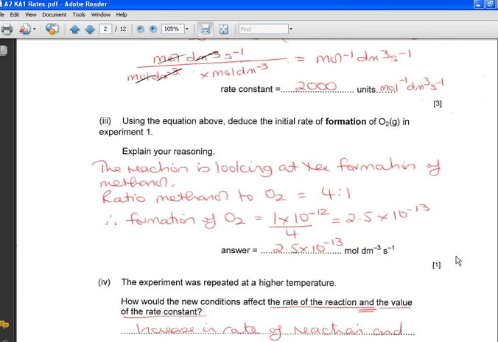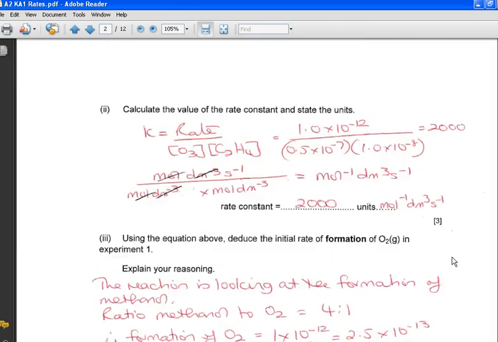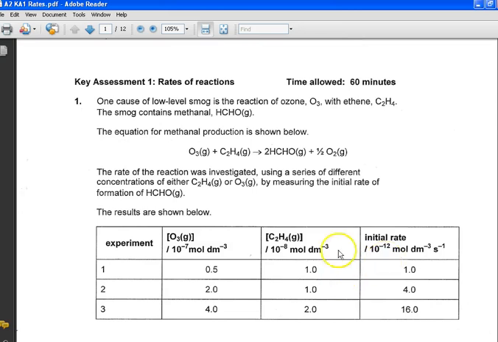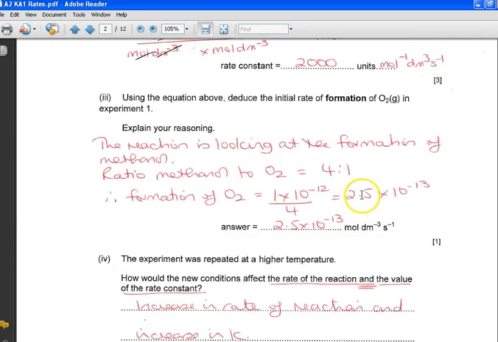Right, deduce the initial rate of formation of oxygen, not ozone this time. Obviously, we've been talking about ozone previously. Now we're looking at oxygen in experiment 1. So the crucial thing is, if we go back up to the chemical equation, we're actually looking at the formation of methanol. Yeah, so these rates are not related to oxygen, they're related to methanol. But we just need to look at the ratio here. So it's 4 to 1. Okay, let's go back down.